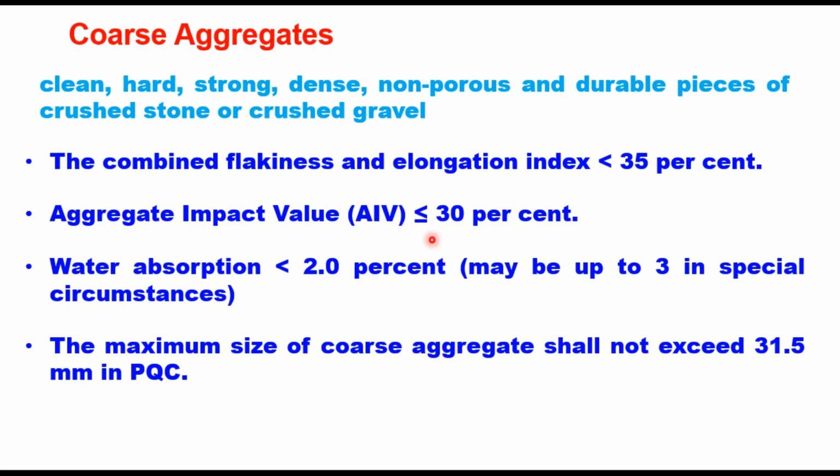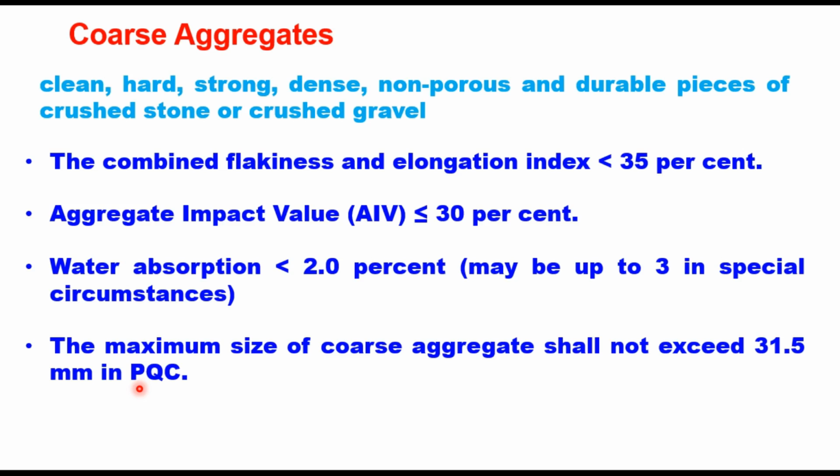Impact value should not be more than 30%. Water absorption should not be more than 2%, but in some cases it can be allowed up to 3% when good quality aggregates are not available and other engineering properties are satisfied as per IS 383. The maximum size of coarse aggregate shall not exceed 31.5 millimeter in pavement quality concrete.